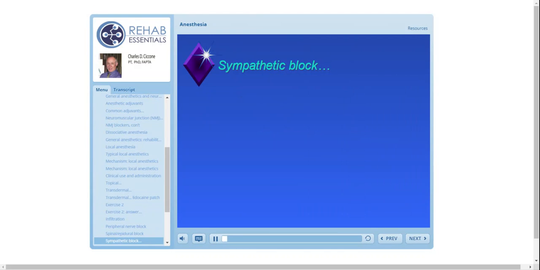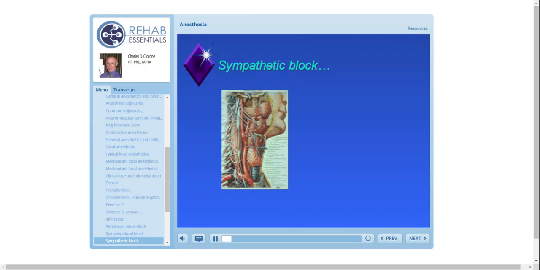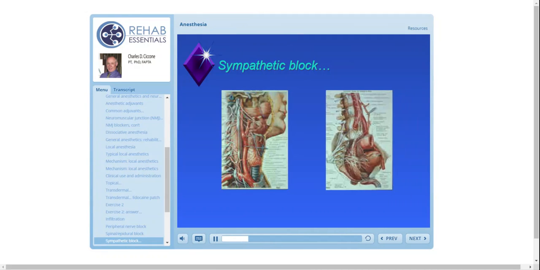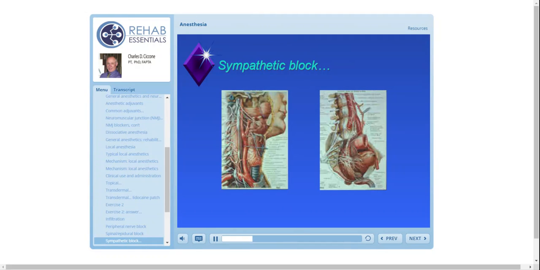A sympathetic block involves injecting the drug around the sympathetic chain ganglia, either the stellate ganglia in a patient that maybe has upper extremity pain, or the L4, L5 sympathetic ganglia for a person who has lower extremity problems. And this was done routinely for conditions like what we used to call RSD, reflex sympathetic dystrophy, what we're now calling complex regional pain syndrome.